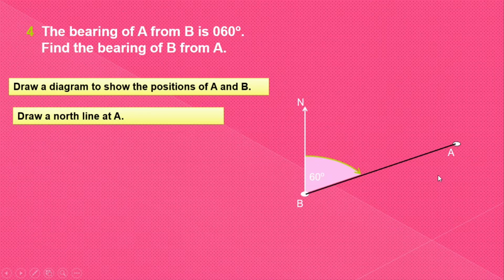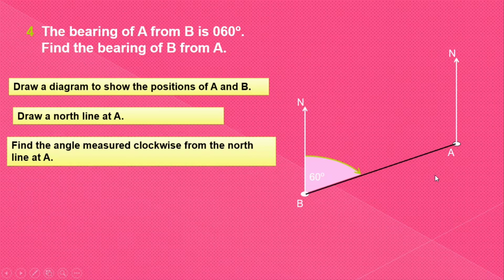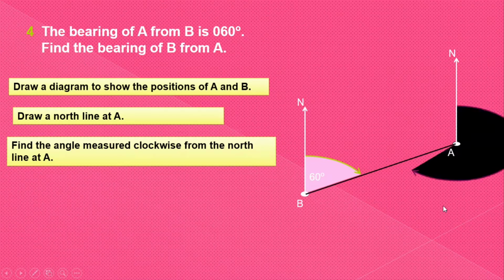So for finding the bearing of B from A, we draw the north line at A and then find the angle measured clockwise from north. This is the angle that we are going to get. So how do we get this angle? For this, we can find this interior angle. This is 120 degrees, because two north lines are parallel to each other. So if this is 60, this is going to be 120. And then we can find the bearing as 360 minus 120, which we get as 240 degrees.